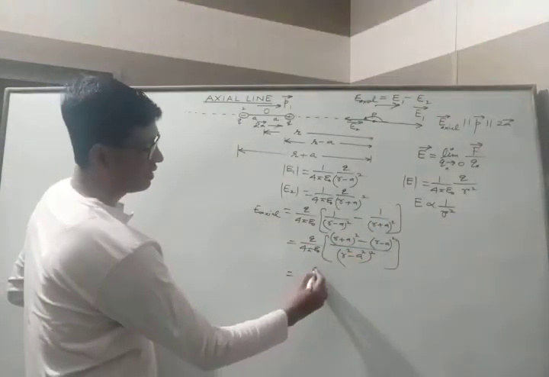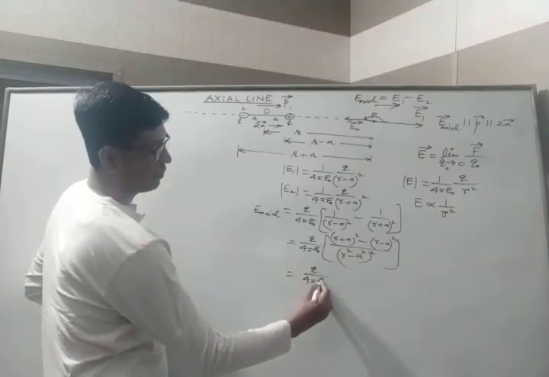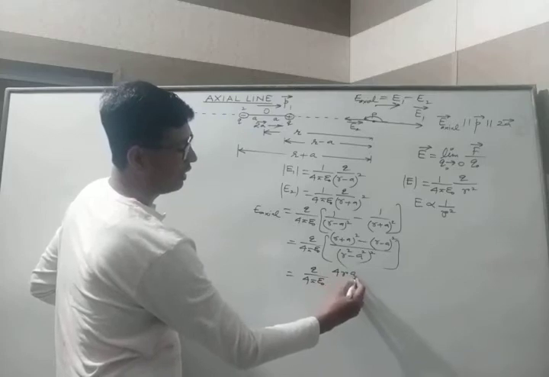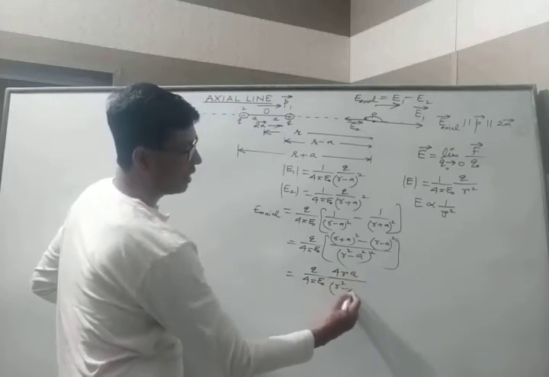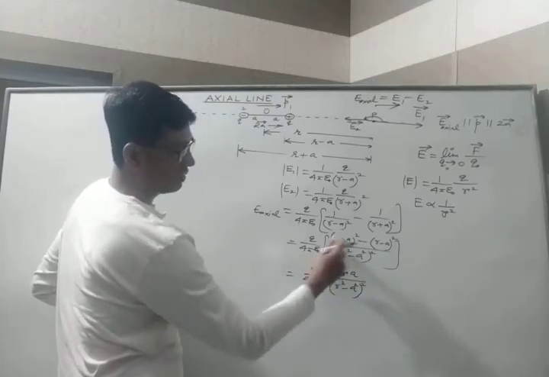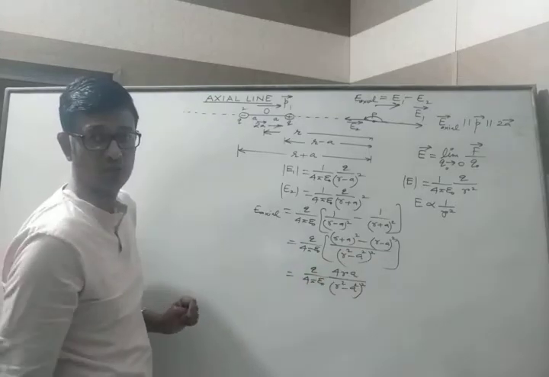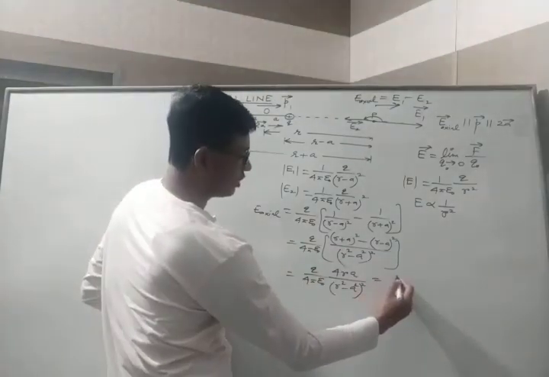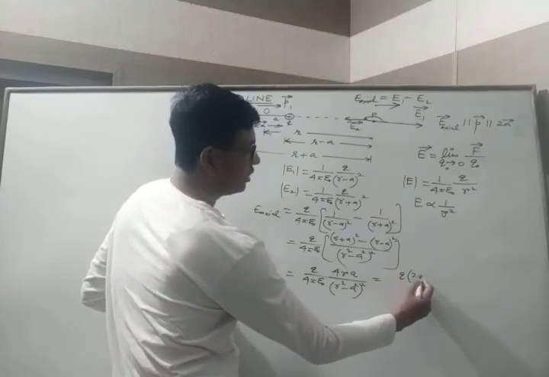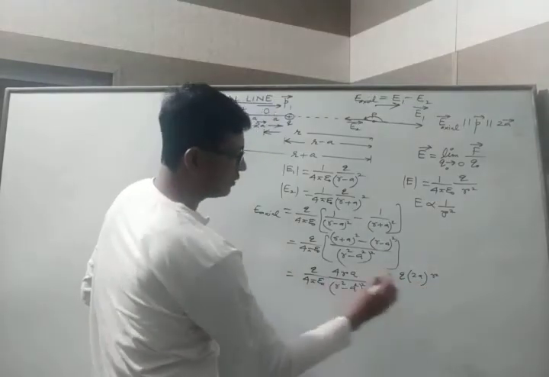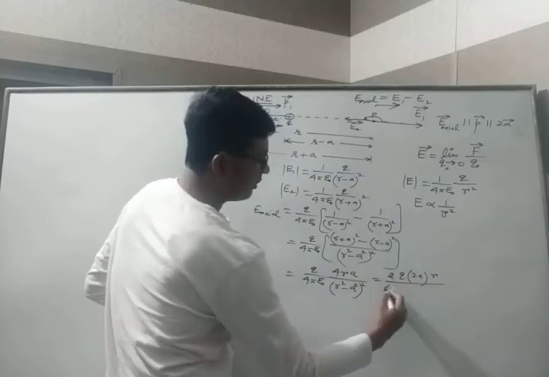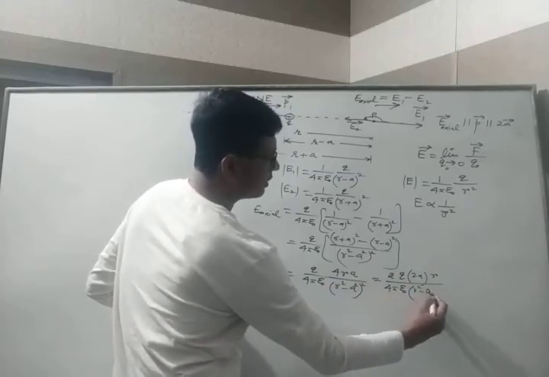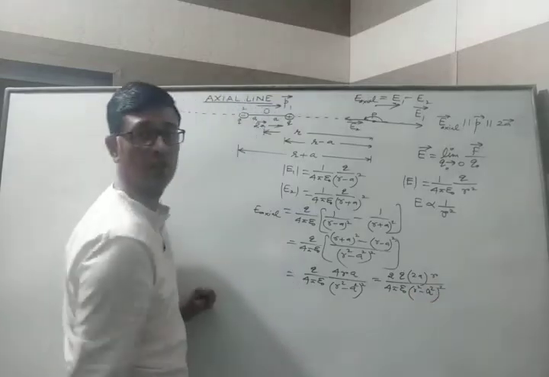So what we'll get is 4AR divided by R square minus A square whole square. Just expand it. We'll be left with this term only. This can be rearranged in this particular manner: Q into 2A into R, and it is 4, so twice divided by 4 pi epsilon R square minus A square whole square.